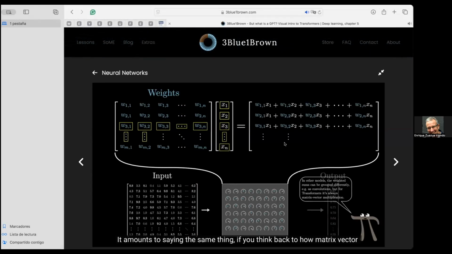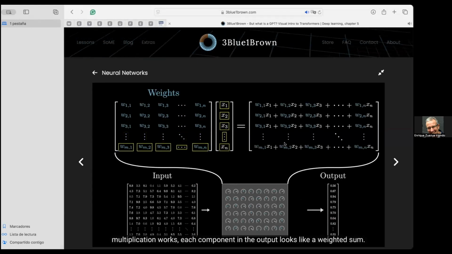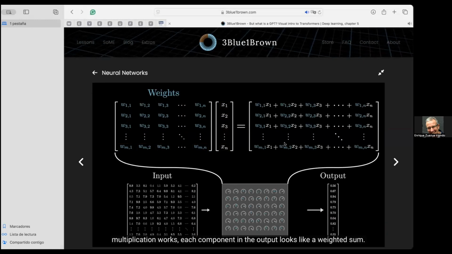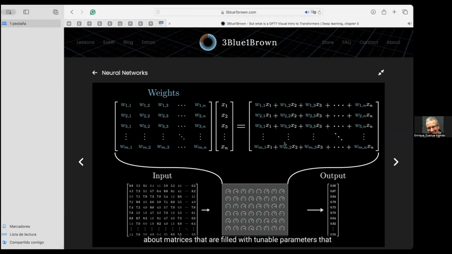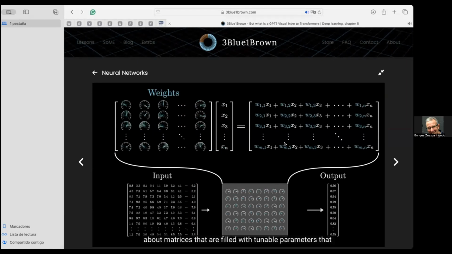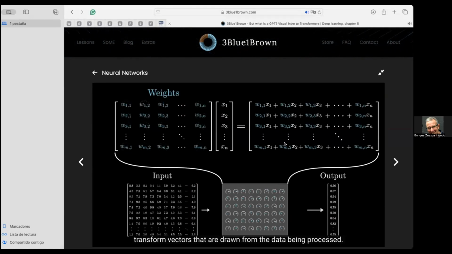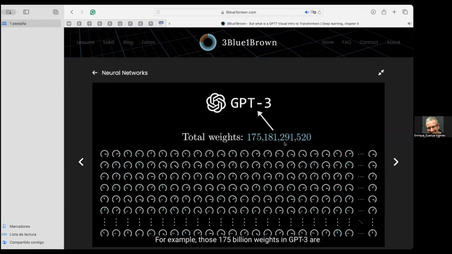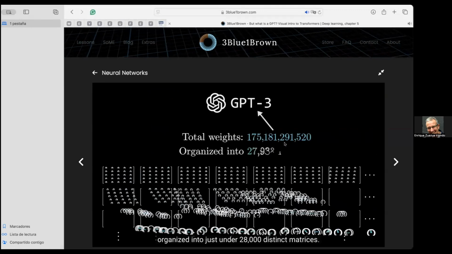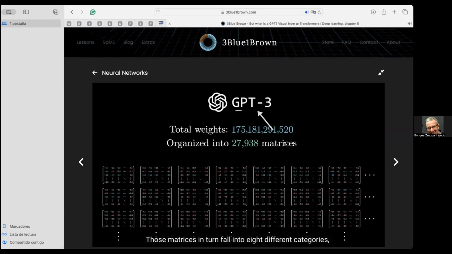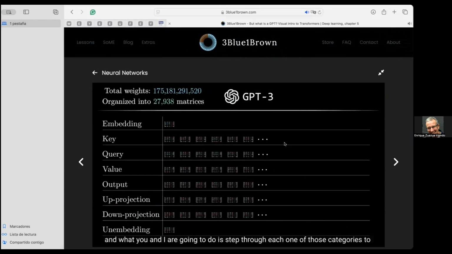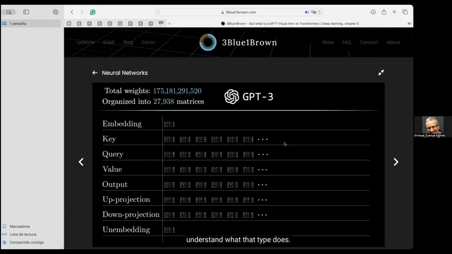If you think back to how matrix vector multiplication works, each component in the output looks like a weighted sum. It's just often conceptually cleaner for you and me to think about matrices that are filled with tunable parameters that transform vectors that are drawn from the data being processed. For example, those 175 billion weights in GPT-3 are organized into just under 28,000 distinct matrices. Those matrices in turn fall into 8 different categories, and what you and I are going to do is step through each one of those categories to understand what that type does.